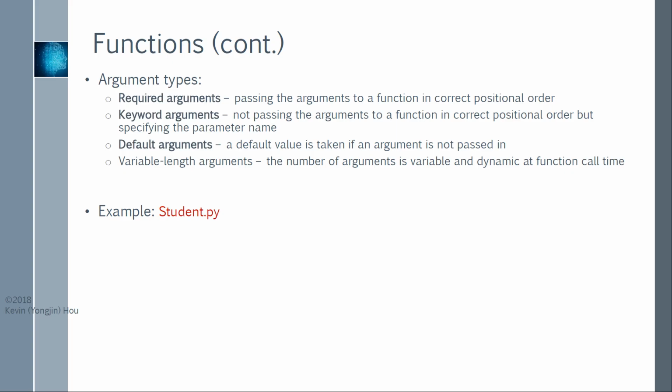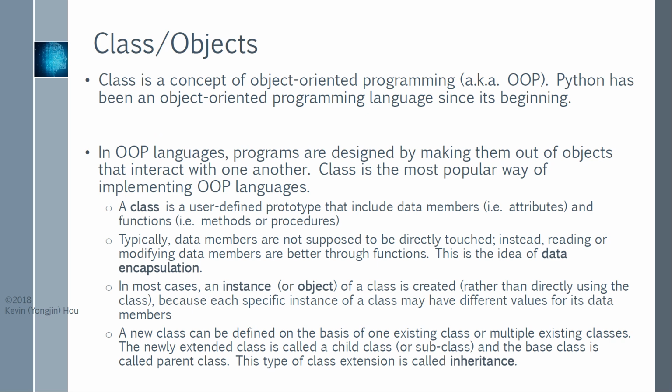The next topic today is class. Class is a concept of object-oriented programming languages, also known as OOP languages. Python has been an OOP language from day one. Some commonly used concepts in OOP languages are as follows. First, what is a class? A class is a user-defined prototype that includes data members, also known as attributes, and functions, which may be called methods or procedures in other programming languages.